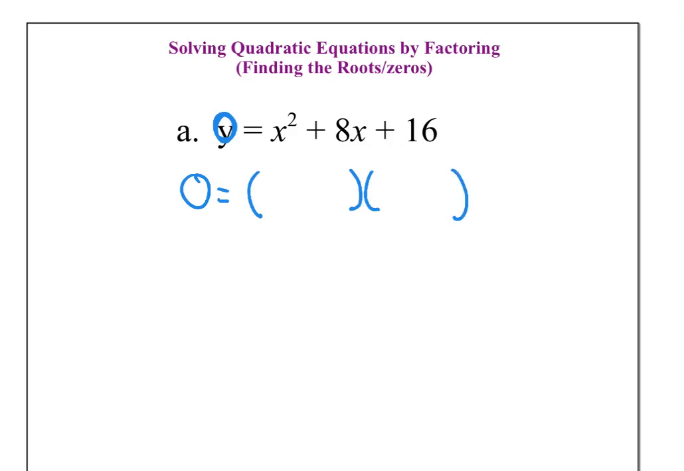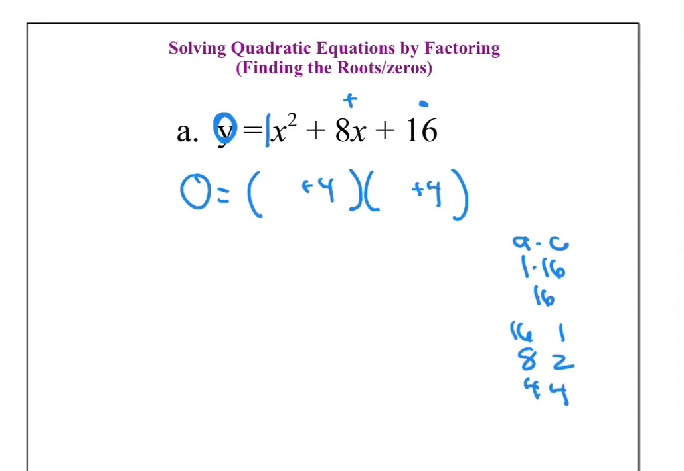I'm looking to see what multiplies to my a times c value and adds to my b value. So here, a times c, a is 1, is 16. So what are some factors of 16? I could have 16 and 1, 8 and 2, 4 and 4. Which combo is going to help me add up to my b value of 8? Well, it's definitely going to be the positive 4 and positive 4.